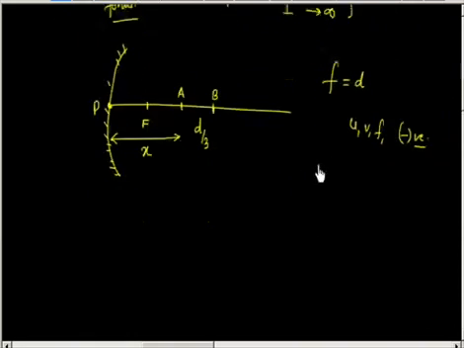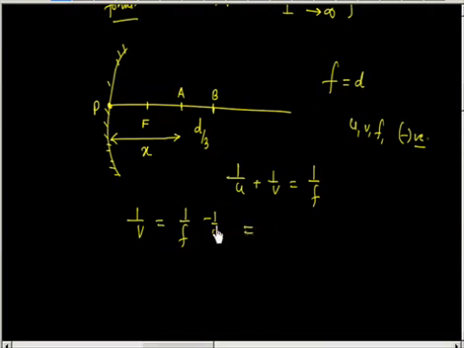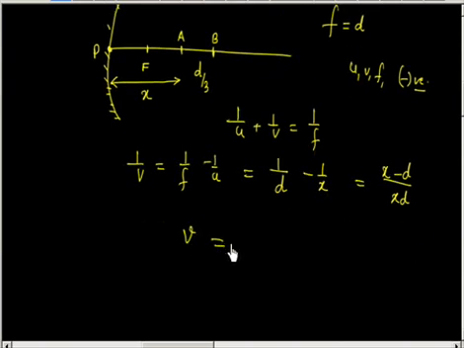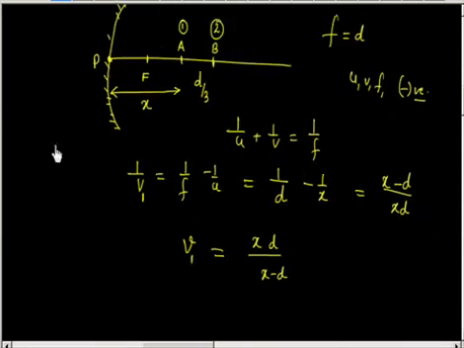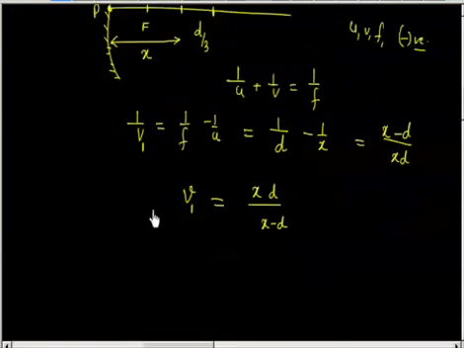Are you getting? Now the mirror formula is simply 1 by u plus 1 by v is equal to 1 by f. So I can write 1 by v is equal to 1 by f minus 1 by u. Focal length is d, so 1 by d minus 1 by u. u is x, so now I can write (x minus d) divided by x into d. So my v is x into d divided by (x minus d). Let us call this v1. I am calling this point number 1 and this point number 2. A corresponds to point 1 and B corresponds to point 2. So this is v1. What is the image of point number 2? That is v2. So it's easy to find.